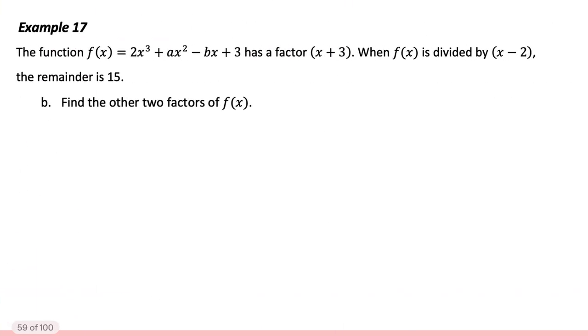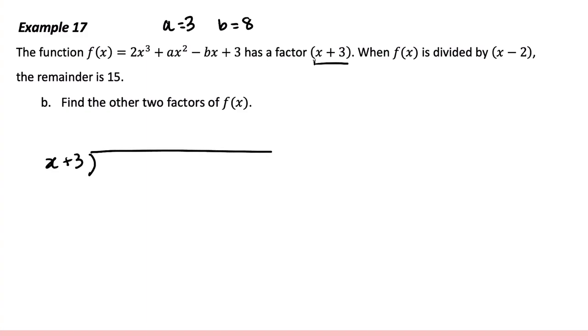All right, let's continue from there. So example 17, it says this particular function has a factor x plus 3 when f of x is divided by that. Oh, sorry, it's the same question. It then just says find the other two factors of f of x. So we already know one of the factors is x plus 3. We also know from the previous question that a is equal to 3, and b is equal to 8. So we can go ahead and substitute those values in and do our long division once again.